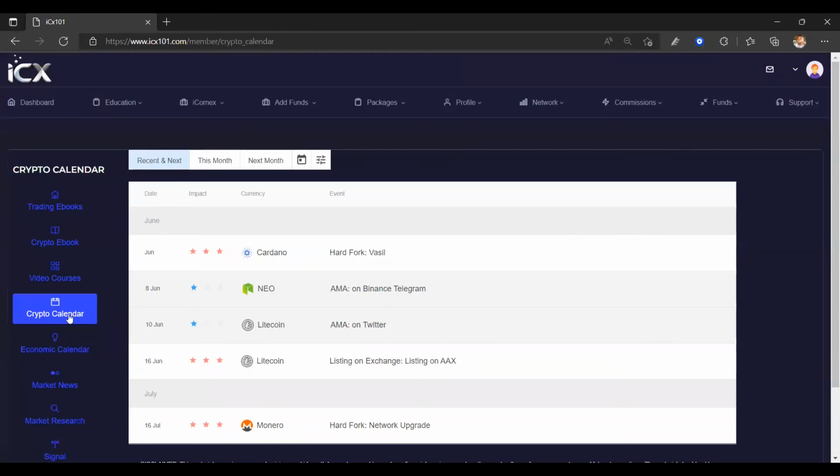So the crypto calendar in June. Those of you who came the previous time, we have the Vasil, that's Cardano, a major hard fork on the chain, right? So that happened already. 10th June has happened already. 16th June, it will happen. Litecoin is listing on an exchange. So they are going to be listed on AXX.